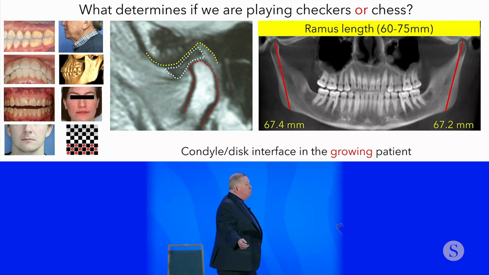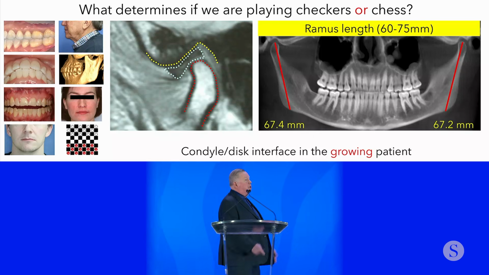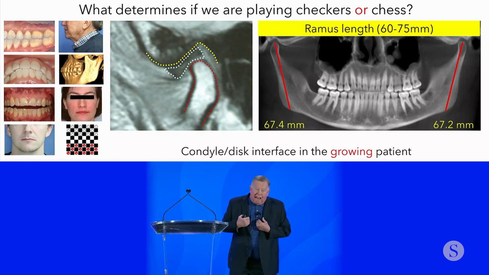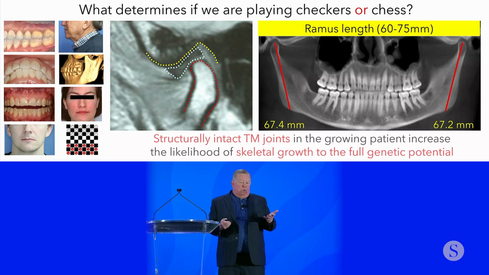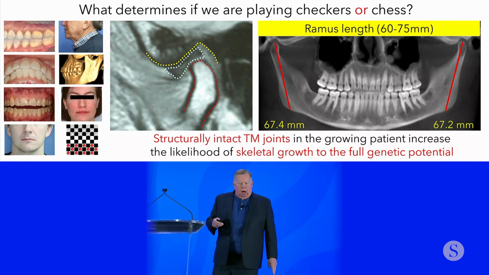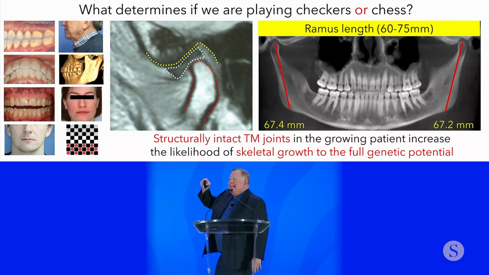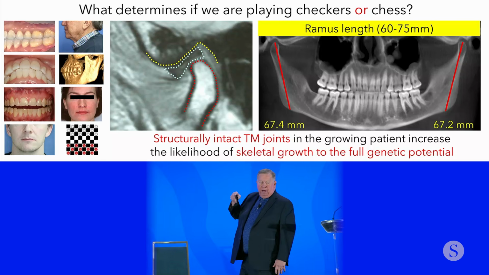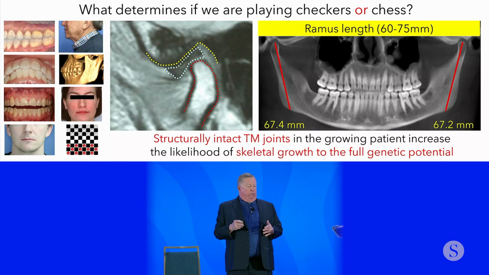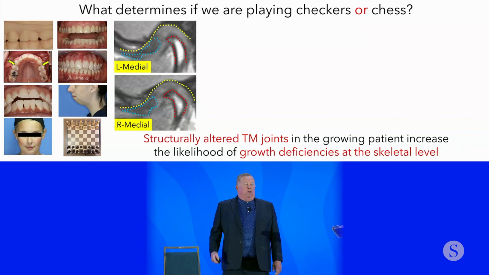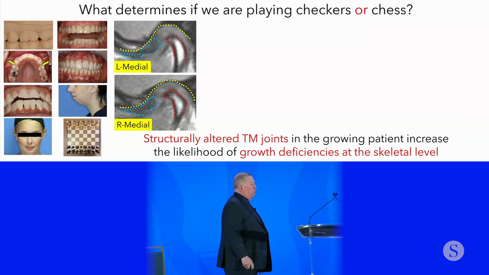Now, what determines if we're playing checkers or chess? In my belief today, I think it's whether the disc is covering the condyle in the growing patient. That's ultimately what determines the skeletal growth that we're starting to see. If we have an intact disc condyle assembly, it increases the likelihood of genetic growth to the full potential. Now, let's take a look at a case where the discs are off.